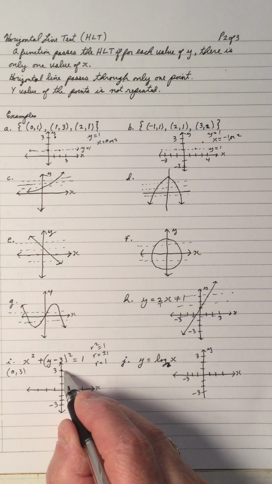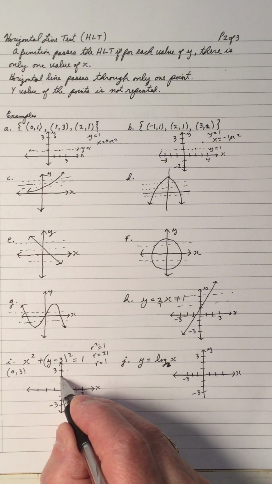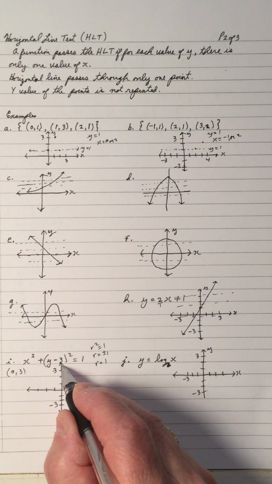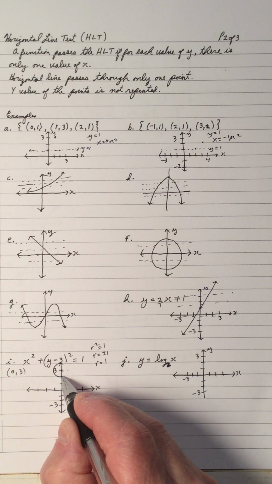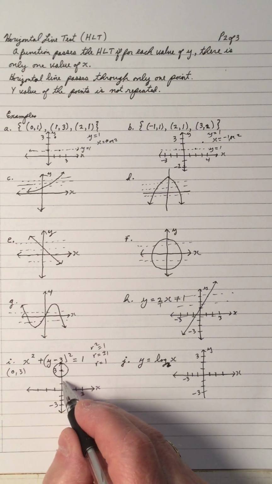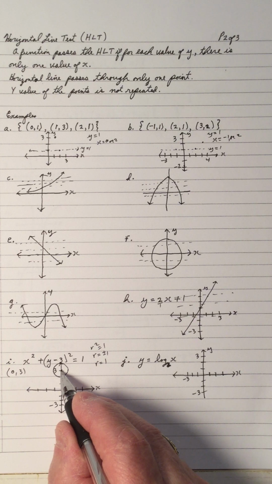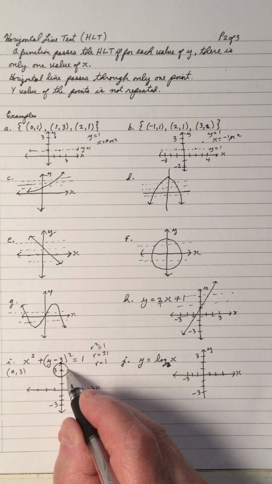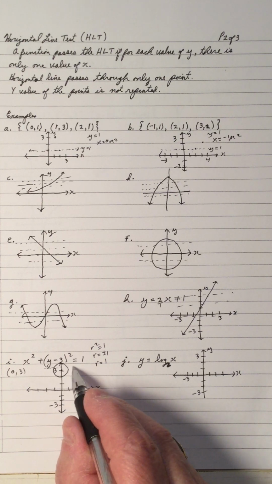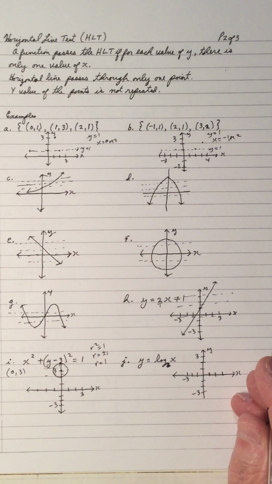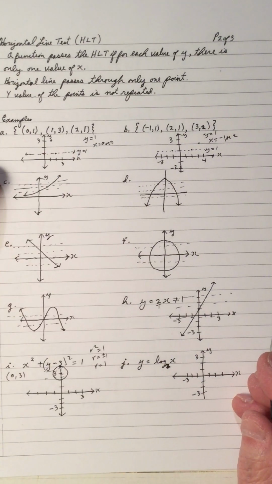So we have a circle with radius 1, so we go 1 right, 1 up, 1 down, 1 left. So there's the circle at the center (0, 3). And notice if we draw a horizontal line, it'll pass through 2 points, so it fails the horizontal line test.